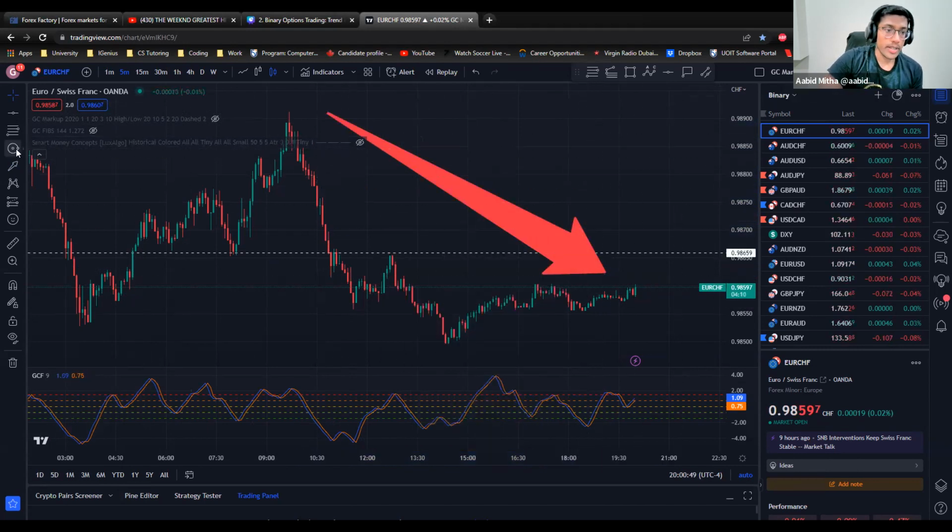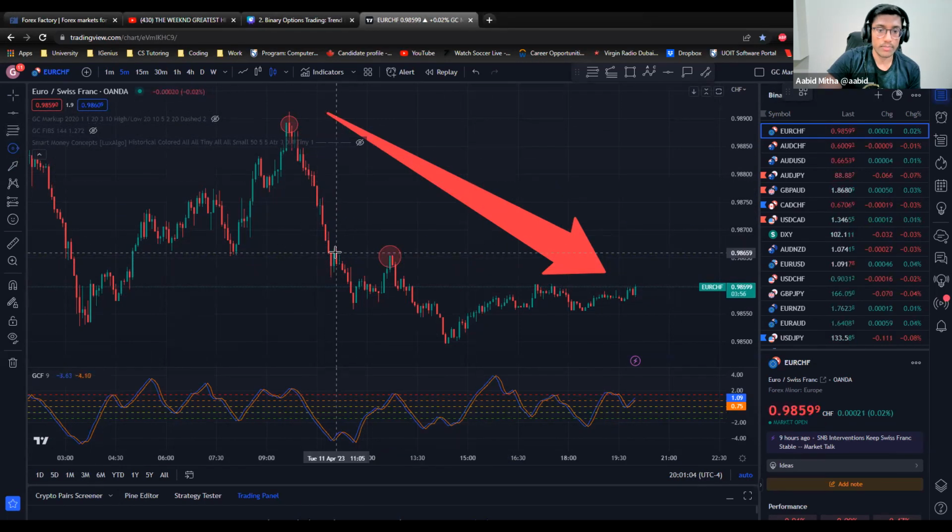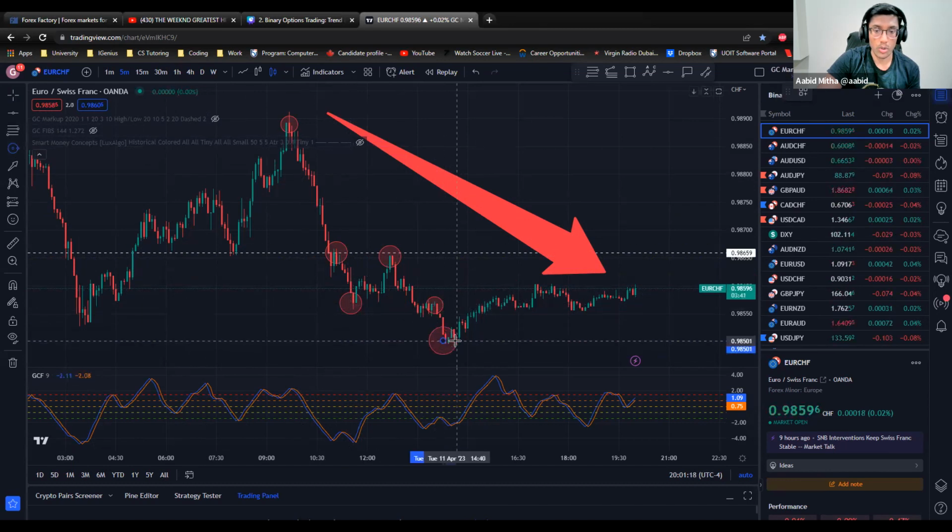Now, what that means is this was our first high, right? Our next high is around here, which is lower than our previous high. Let's say our first low was probably here. Our next low is here. And then our previous high was here, and our next high we can see is here. Our previous low was here, and then our next low is here.